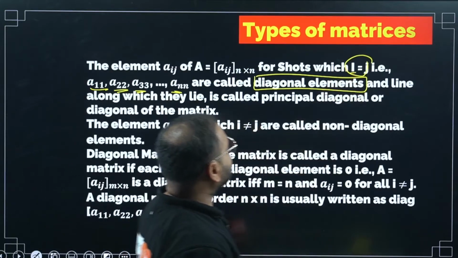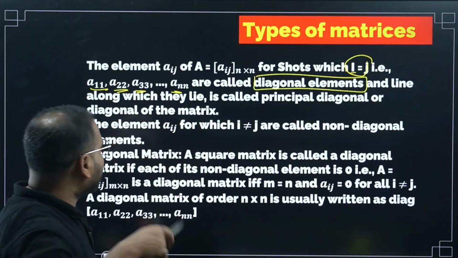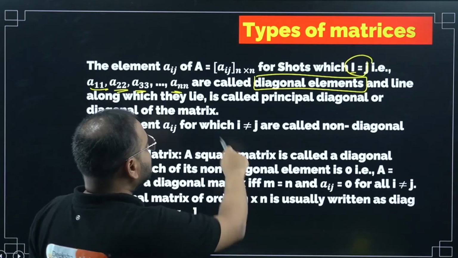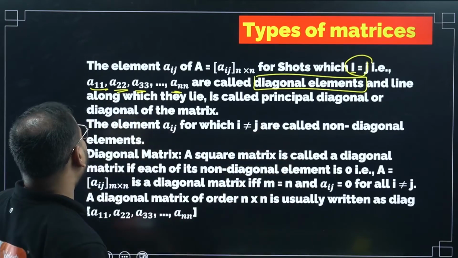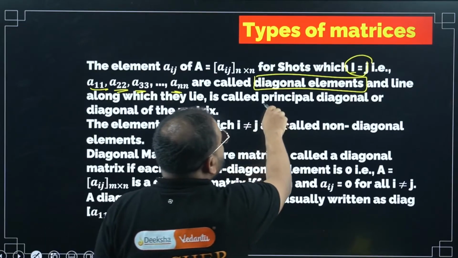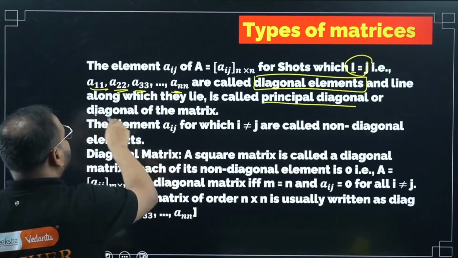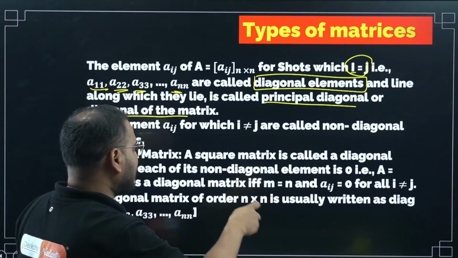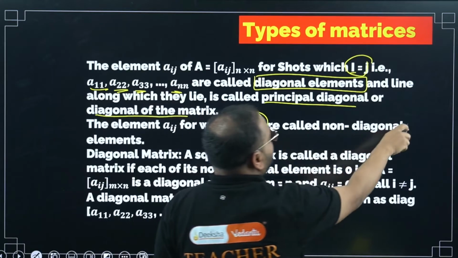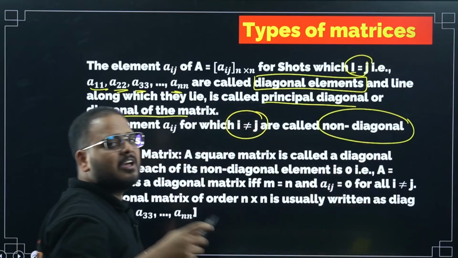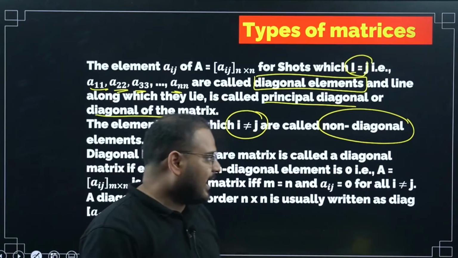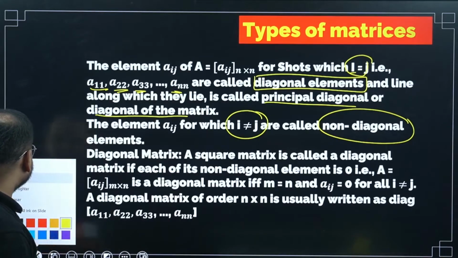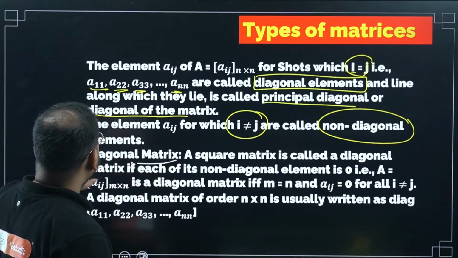This part, i equal to j, means whenever you have 1 1, 2 2, 3 3 like this, i and j are equal. Those are called diagonal elements, and the line along which they lie is called the principal diagonal or diagonal of the matrix. And whenever i is not equal to j, they are called non-diagonal elements. As the name suggests, if i equal to j, diagonal element; when i is not equal to j, non-diagonal elements. Now there's something called a diagonal matrix.